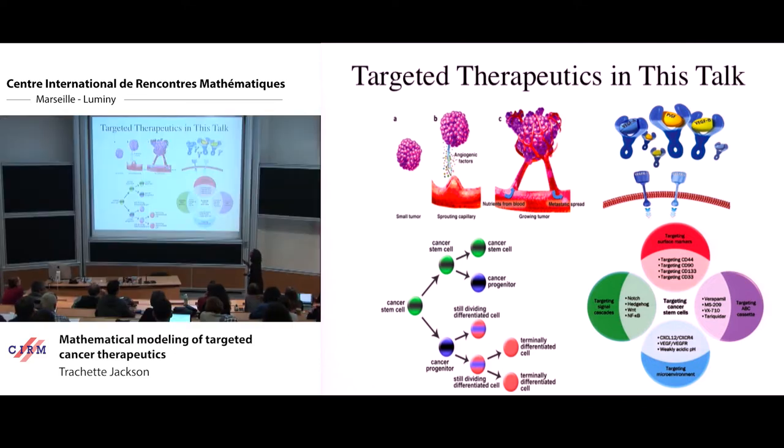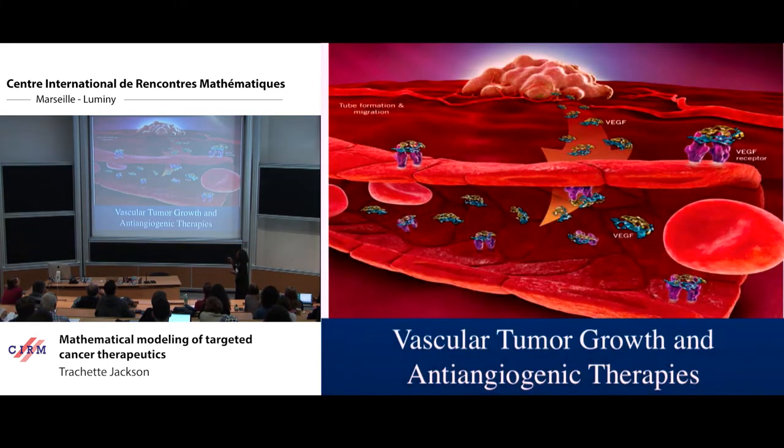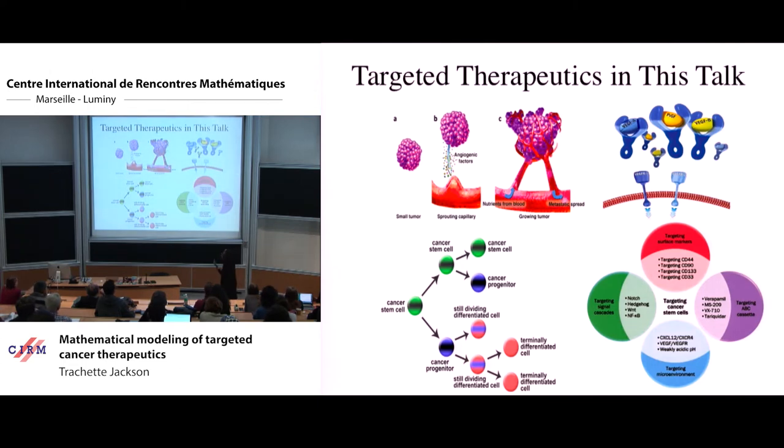So this is the upper figure, just showing a sort of cartoon of a tumor growing and then blood vessels beginning to grow into it. And if we could block that somehow, we may be able to keep tumors small in size. And so there are lots of drugs out there that target blood vessel formation.